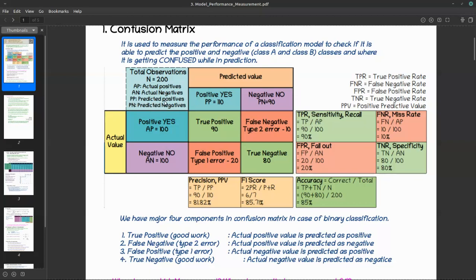So what you are predicting, right? How many points you are predicting as positive, how many points you are predicting as negative. So PP and PN, right? Let's say I have n equal to 200, 100 are positive, 100 are negative, and I am saying 110 are positive and 90 are negative. So see, out of these 110 points that I have predicted positive, 90 are true positive, right? 90 are true positive.